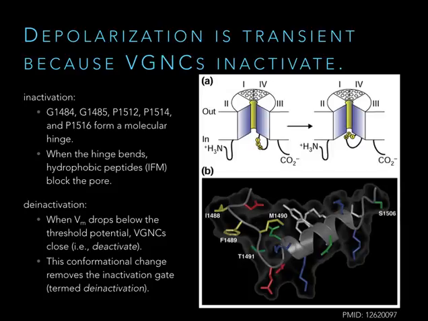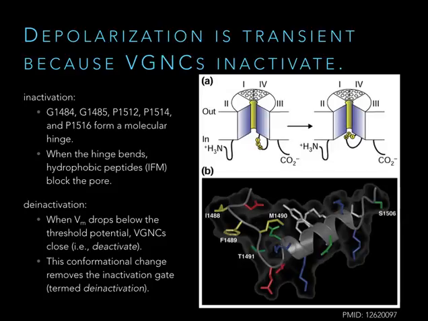So there's a little molecular hinge in the third intracellular loop that allows it to kind of flop around. And located in this hinge, we have some hydrophobic peptides that are going to stick into the pore. So they'll interact with other hydrophobic residues and just kind of remain in place. But in order for these hydrophobic peptides to stick, the pore has to be opened. So this is why inactivation will only occur if we're above threshold potential.